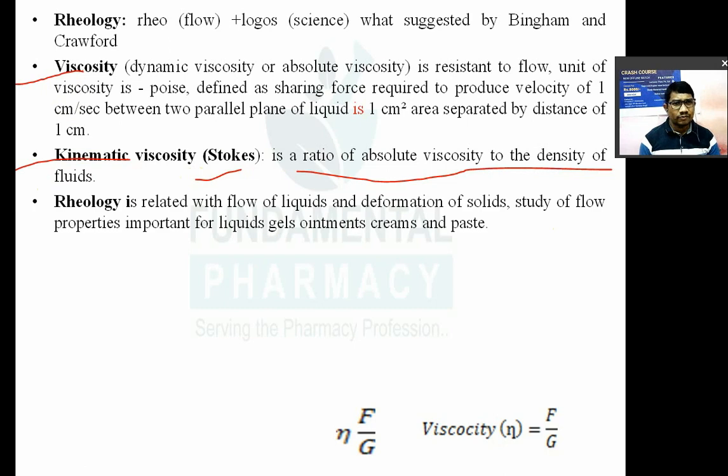Rheology is nothing but the flow of liquid and deformation of solid. The study of flow properties is very important in the case of liquid orals, gels, ointments, creams, pastes, etc.